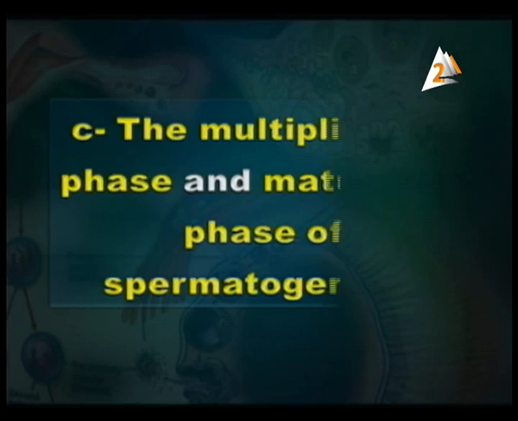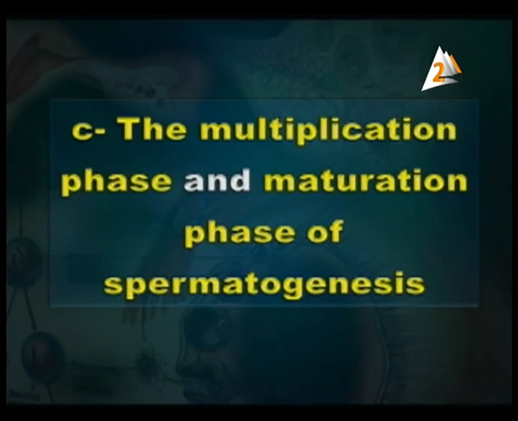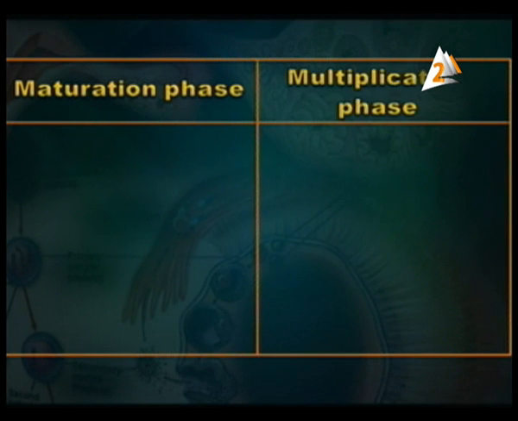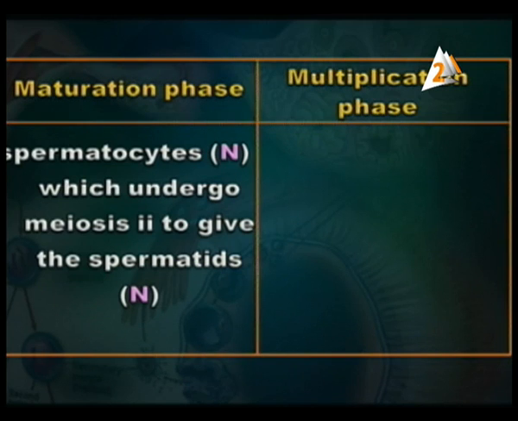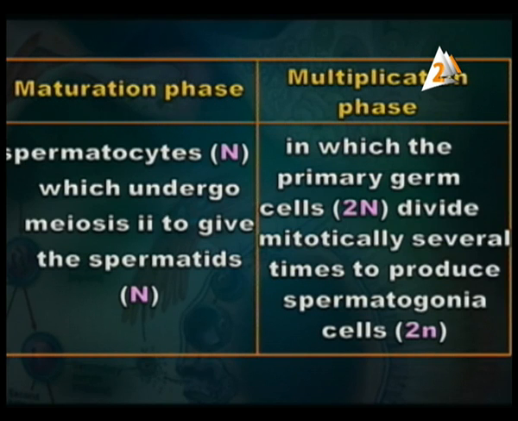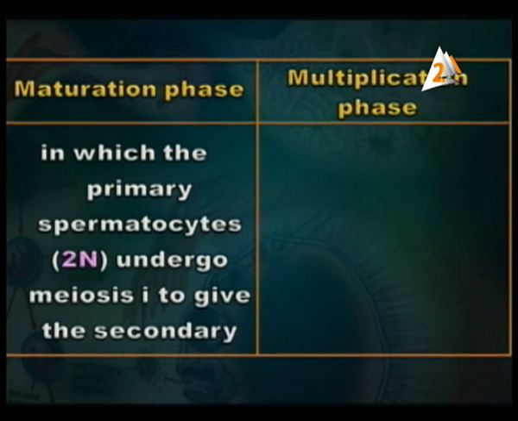The last comparison is the difference between the multiplication phase and the maturation phase of spermatogenesis. In the maturation phase, the primary spermatocytes 2N undergo meiosis 1 to give the secondary spermatocytes N, which undergo meiosis 2 to give the spermatids N. But in the multiplication phase, the primary germ cells 2N divide mitotically several times to produce spermatogonia cells, which are 2N. I am going to say this comparison again, and please concentrate with me.